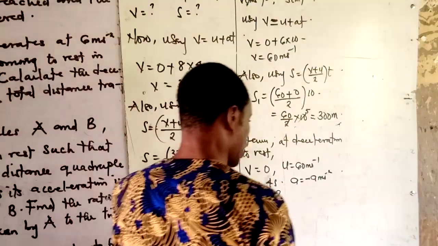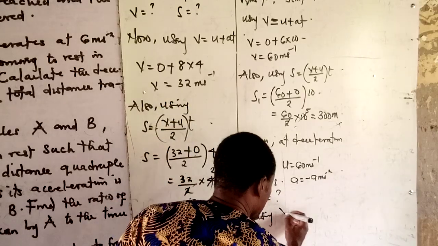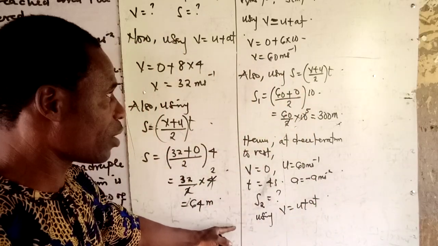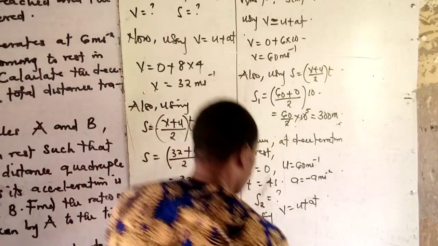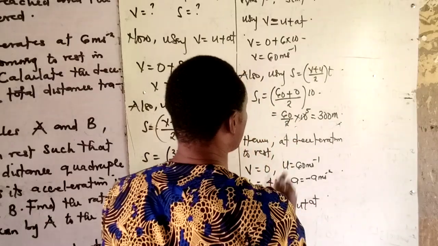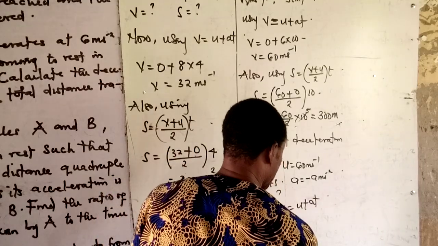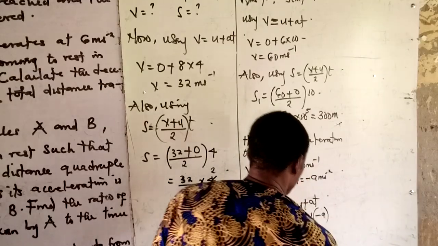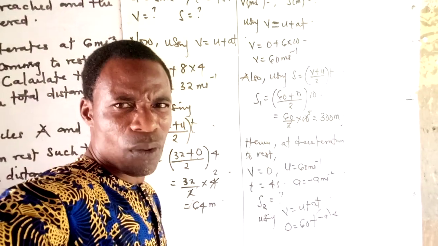Let's move on. In this case now, what do we have here? Using what? Still using V is equal to U plus AT. What is your V? Your V is 0, not 60. You see? V is 0, equal to U plus AT. U is 60. Our acceleration is minus a. Your T is 4. So, talking about this now, what do we have now?